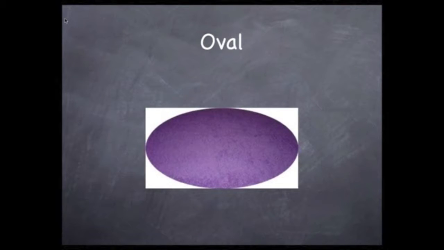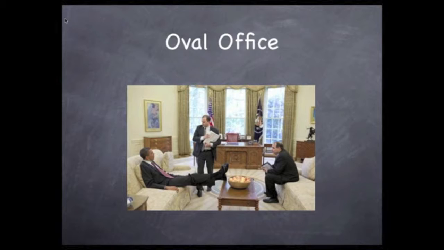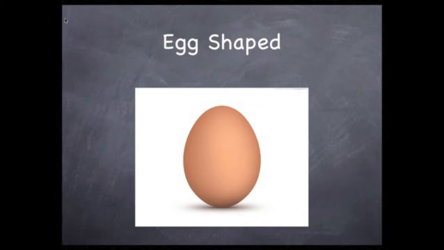Now, if you squish down on the circle, you get an oval shape. An oval can be said to be an elongated circle. The President of the United States works in the Oval Office in the White House. This is the Oval Office before President Trump got his hands on it. A good representation of a three-dimensional oval is an egg. You can even describe a body part as egg-shaped.